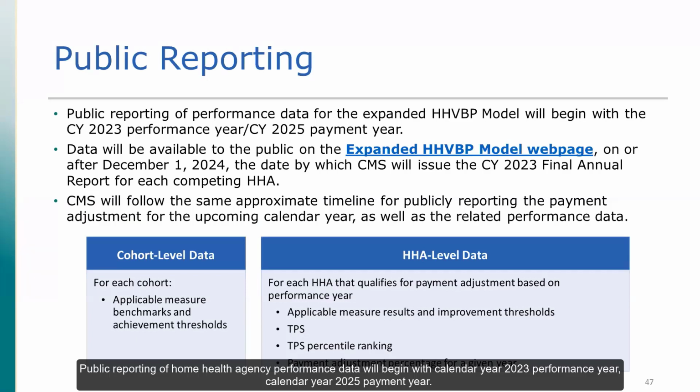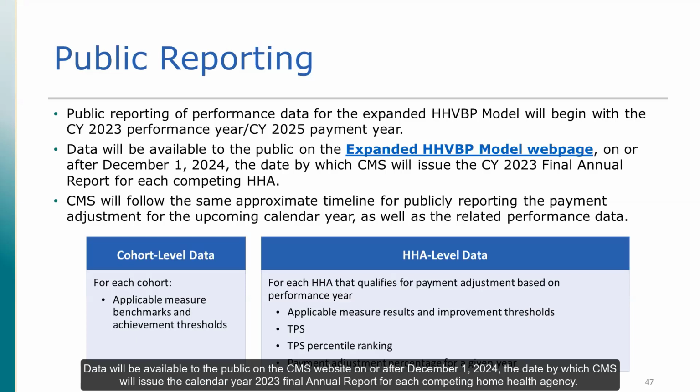Public reporting of home health agency performance data will begin with calendar year 2023 performance year, calendar year 2025 payment year. Data will be available to the public on the CMS website on or after December 1st, 2024, the date by which CMS will issue the calendar year 2023 final annual report for each competing home health agency.